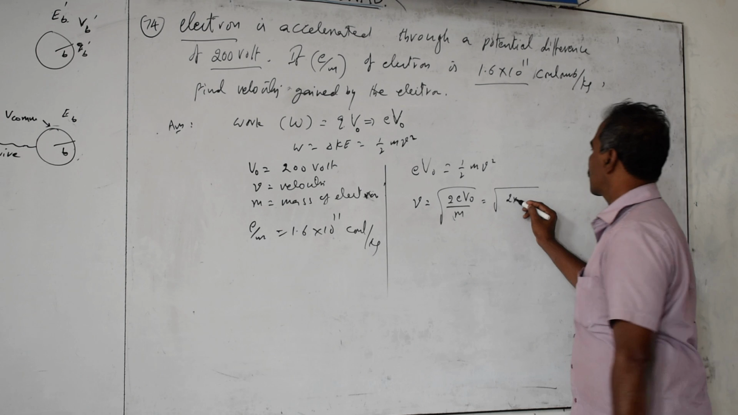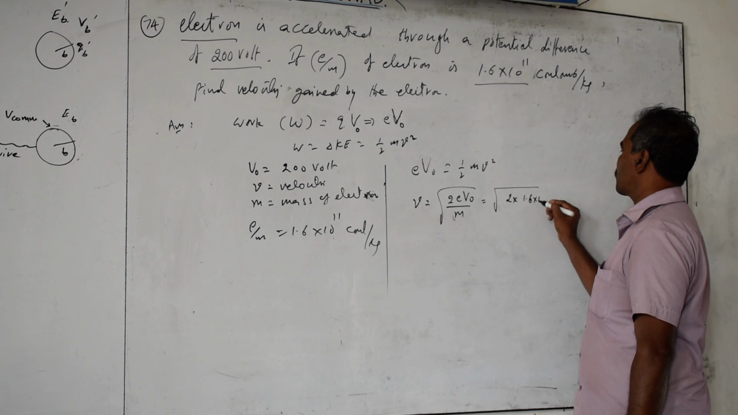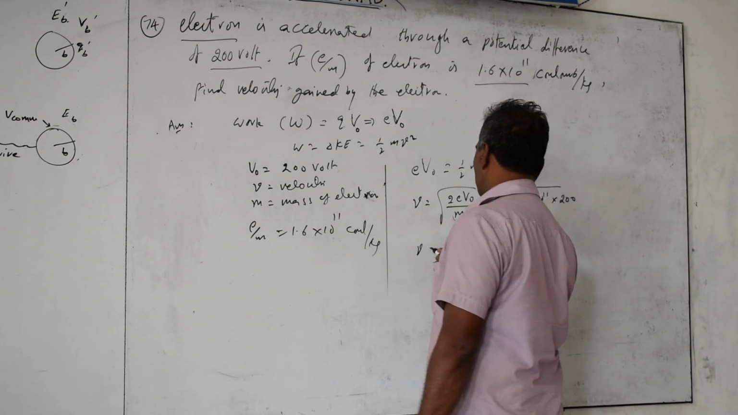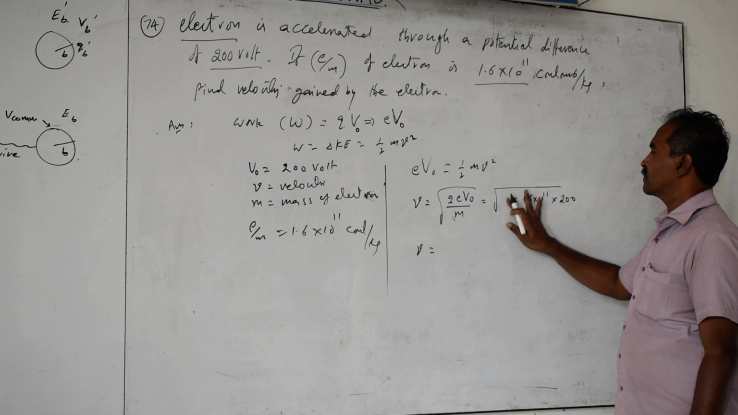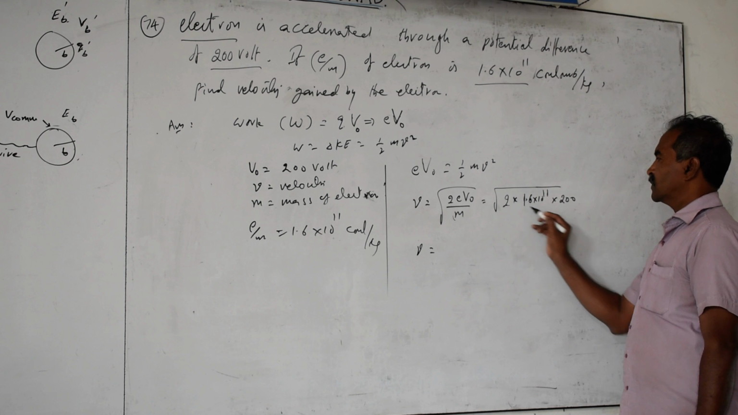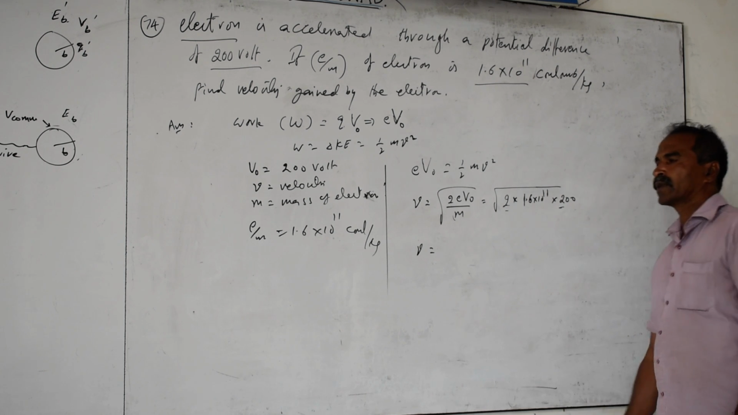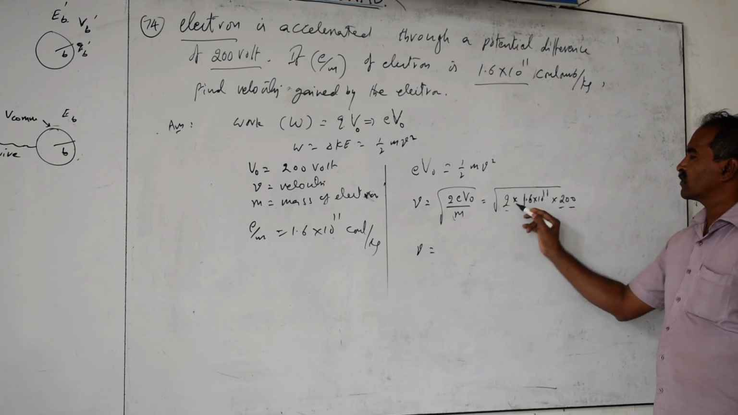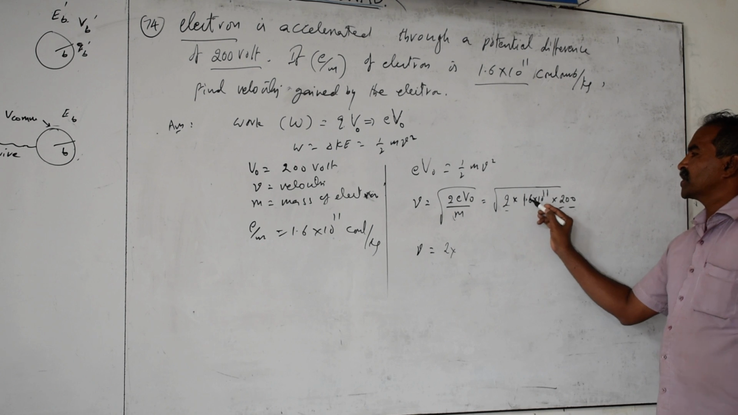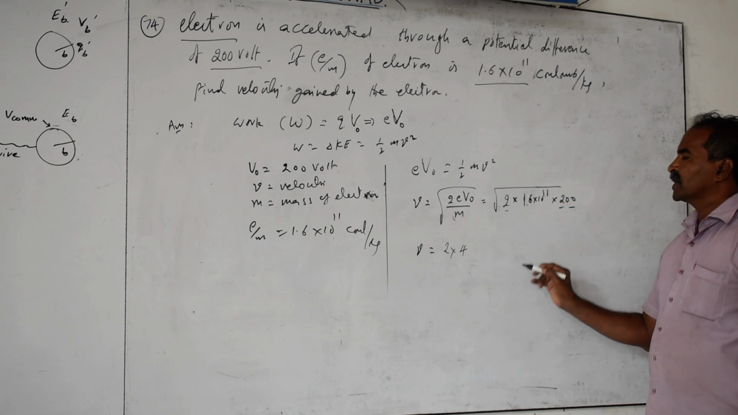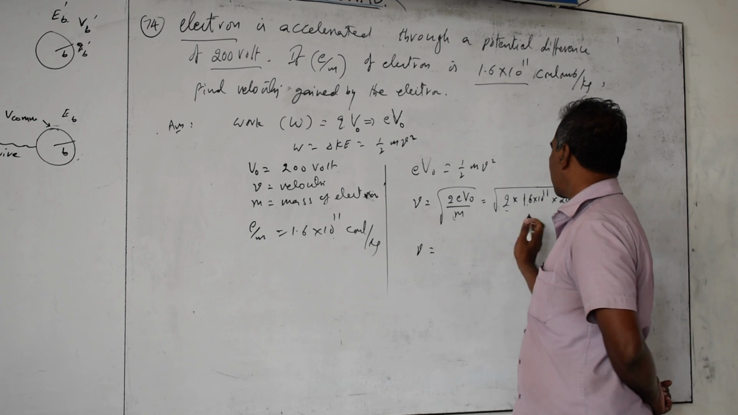So this is 1.6 into 10 to the power of 11 into the potential difference, which is 200. So v becomes equal to 2 into 2 is 400 units, and we can write 400 as 4 into 10 to the power of 2. The decimal cancels. So we get 2 into root 16 is 4. In 1.6, the decimal cancels, so what is left is 10 only. 10 means 12.